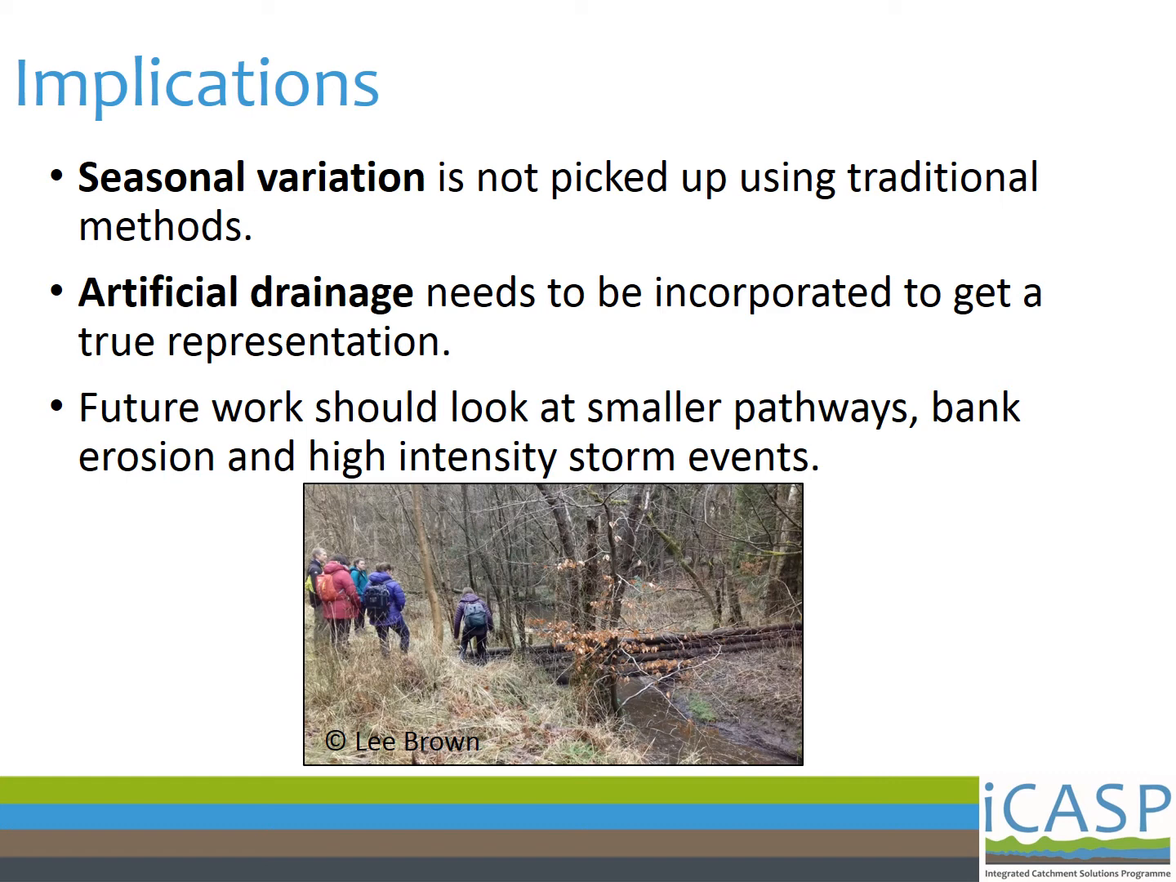We often focus on the upland areas for sources of our erosion risk. However, lowland areas can be just as bad. Future work really needs to look at those smaller pathways, bank erosion and high intensity storm events, just to try and close the sediment budget within the catchment. So how much of it is from bank erosion or from gullies within forests, for example.